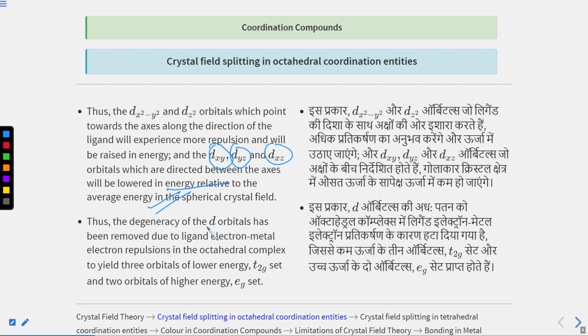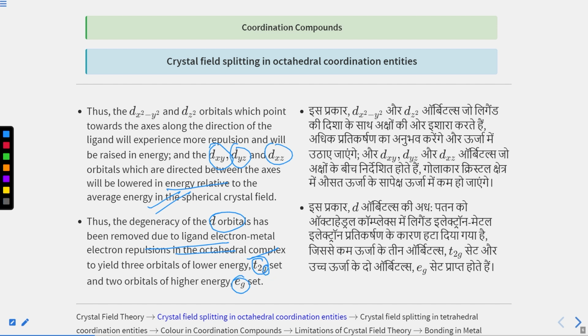Thus, the degeneracy of the d orbitals has been removed due to ligand-electron metal repulsion, and this will result in two sets of orbitals, that is T2g and Eg. Now, what is T2g and Eg here? T means triply degenerate, meaning 3 degenerate orbitals will be in one set, and E means doubly degenerate, meaning 2 orbitals will be in one set.